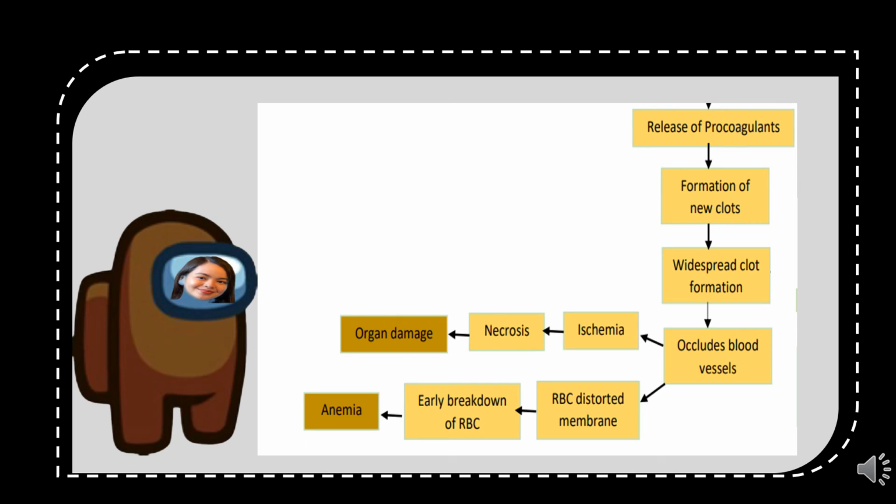Another complication that may happen is anemia. Due to the blood clots within the vessels, RBCs cannot pass through easily. They become squeezed, which distorts and breaks the membranes of the RBCs. This will result in early breakdown of RBCs, the primary component that carries oxygenated blood, so it will lead to anemia.